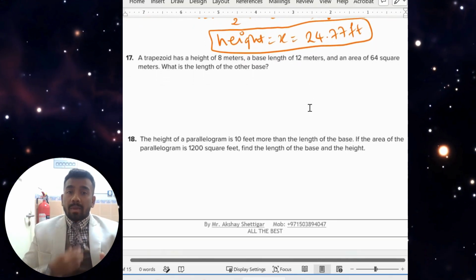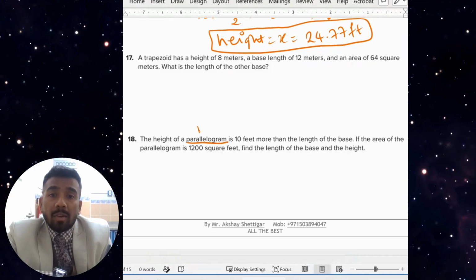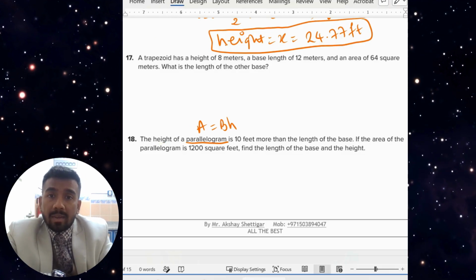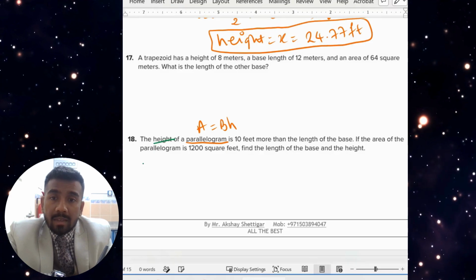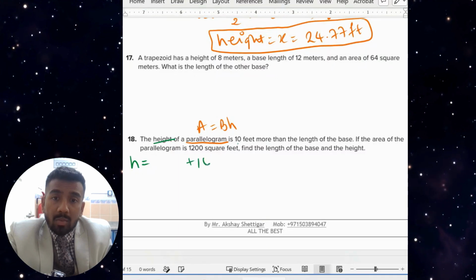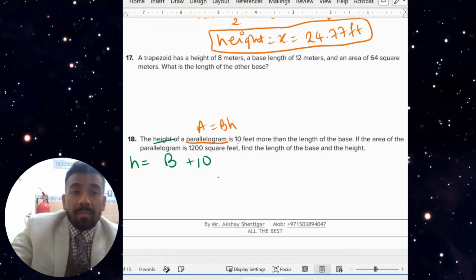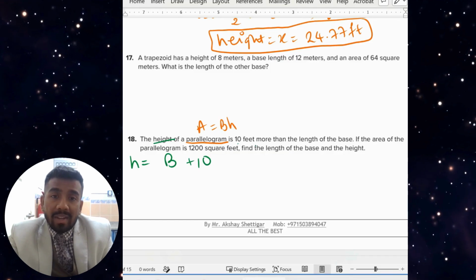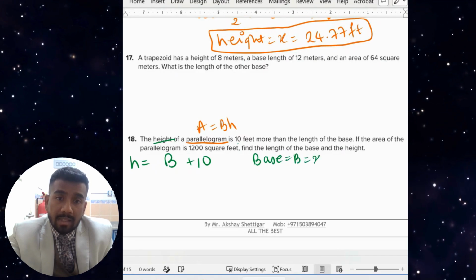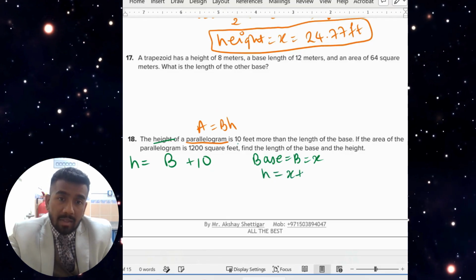The height of a parallelogram is 10 feet more. Okay, so we are talking about a parallelogram. Now, what's the area of a parallelogram? Everybody knows B times H. So, what's given for height? Height is 10 feet more than the length of the base. More means plus. So it's B plus 10. If I take the base B as X, what will be your height? Your height will be B plus 10, that's X plus 10.